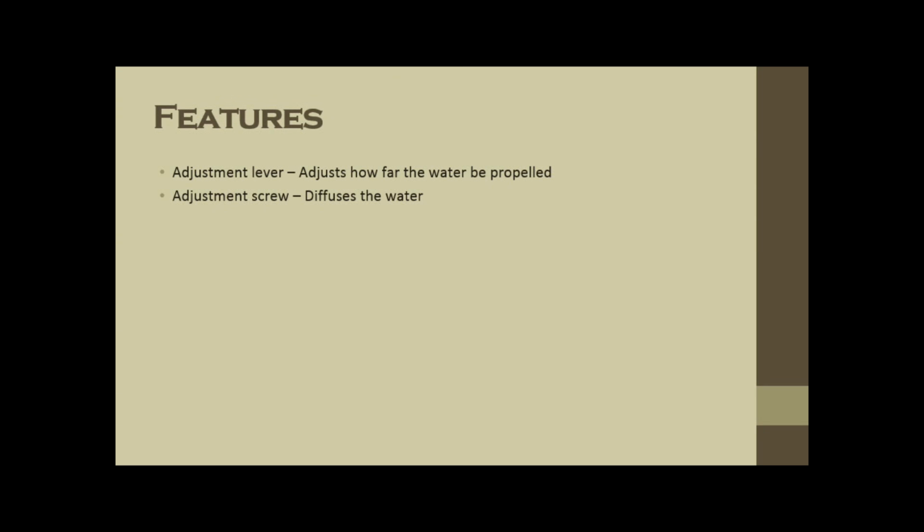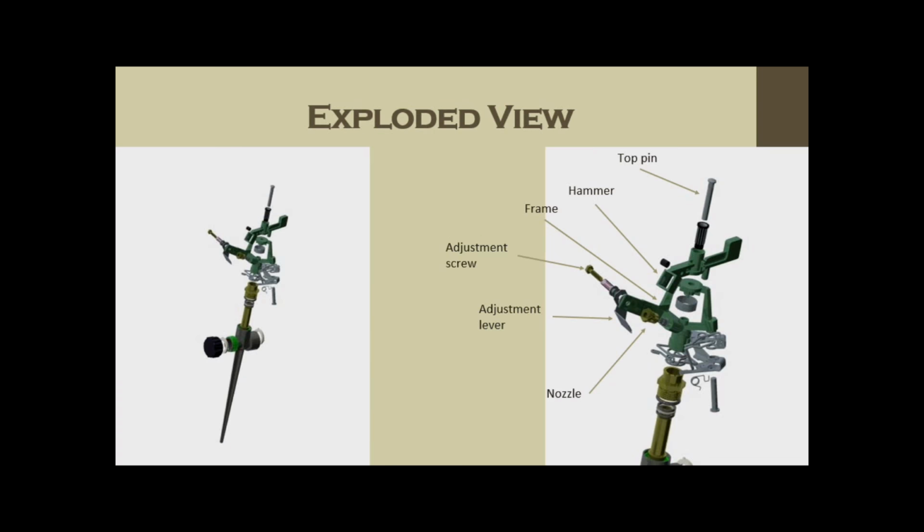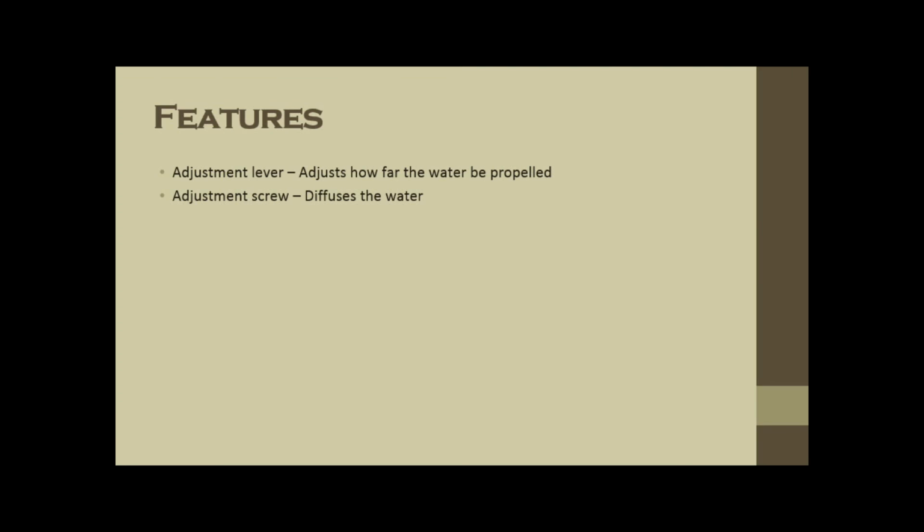And then just some features that I saw that were improvements since the original patent of it was the adjustment lever, which just tells how far the water stream goes. And then just the adjustment screw, which just diffuses the water. It doesn't really work too well.